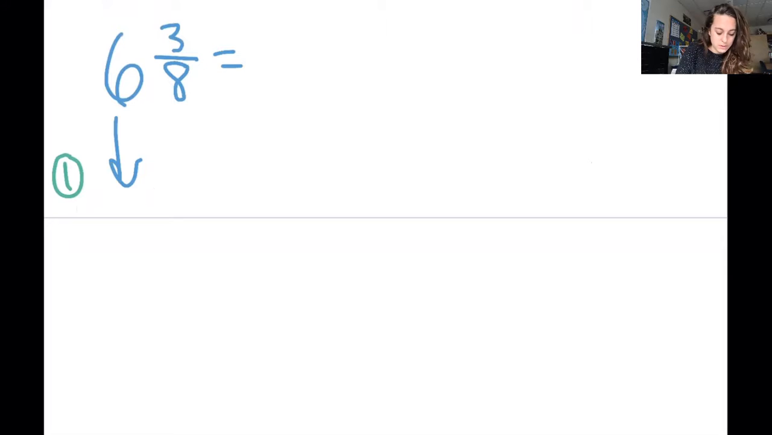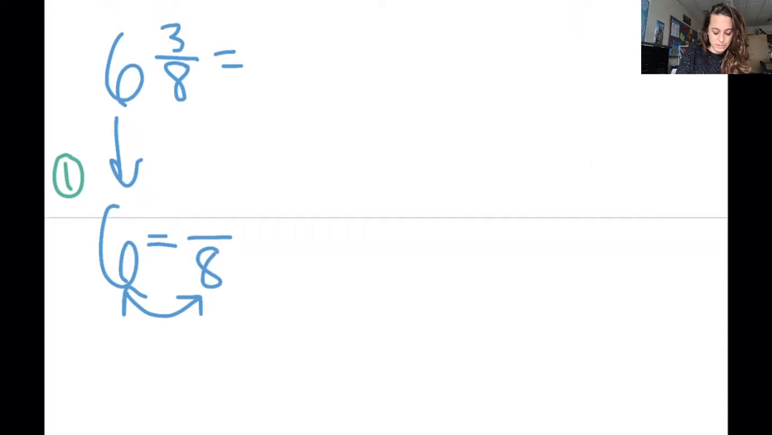Okay, let's do another one together. Converting a mixed number into an improper fraction. We've got 6 3/8. I want to convert that into an improper fraction. I'm first going to start with my wholes. Step 1 is to start with the wholes. And we want to turn 6 wholes into eighths. Really nice. Now, we're going to multiply these two together. 6 times 8, use those multiplication facts. Did you say 48? Nice job.